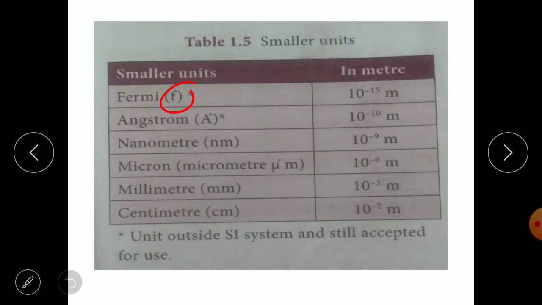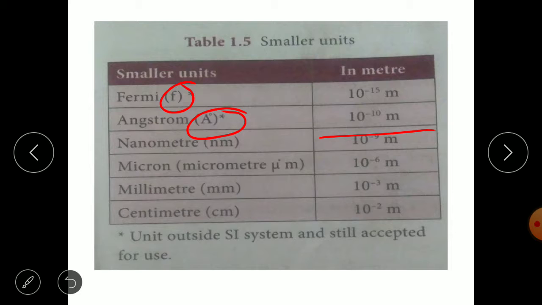And also the smaller units: Fermi, and F is the symbol of this Fermi. Its length is 10 to the power minus 15 meter. Another one we use is Angstrom. Its symbol is A with a dot on top. Its value is 10 to the power minus 10 meter.